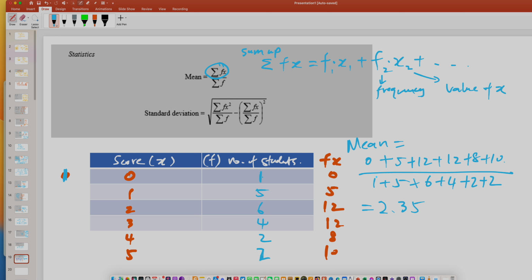Can you see? The process might be different, but the outcome is the same as the normal method we used to use. It agrees with this formula. It's just that if you don't use the formula, then you don't know what's happening. So once again, the numerator is the summation of fx, so it's important to have an fx column. fx is f times x, where f is frequency and x is the value.